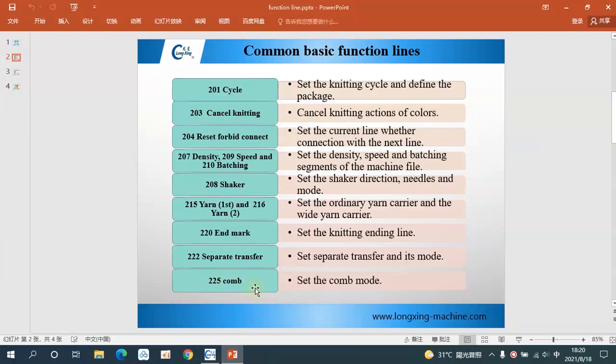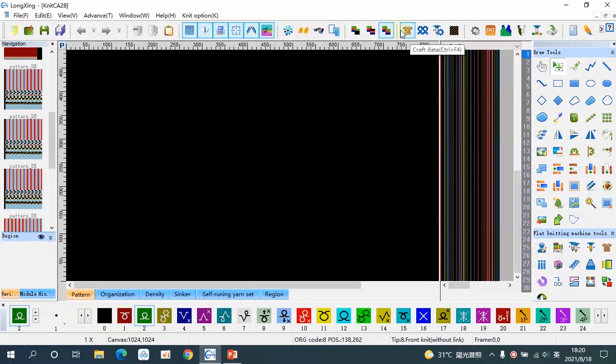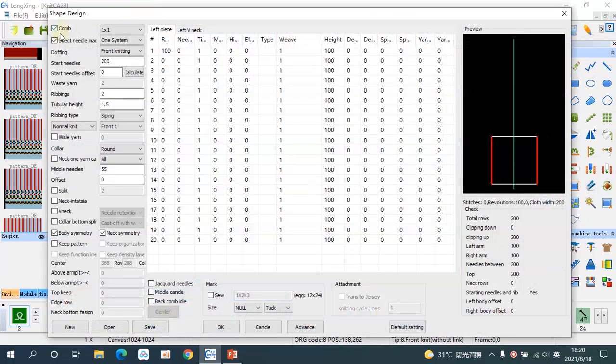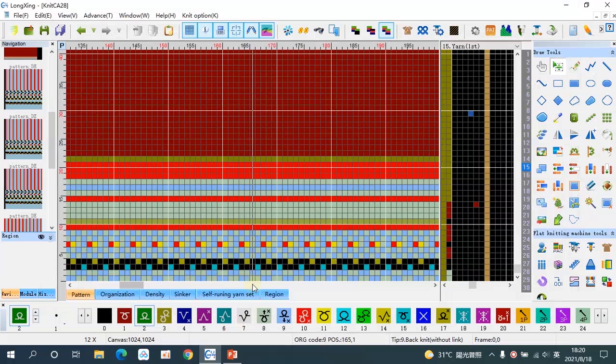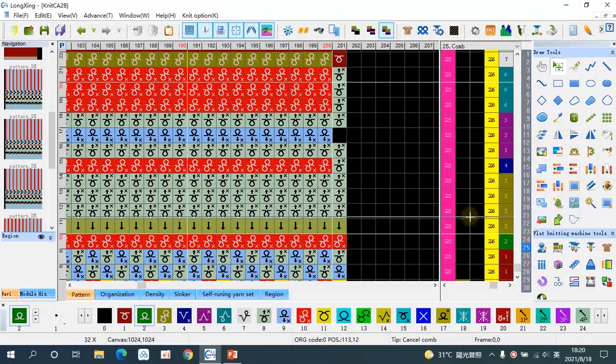225 comb. Set the comb mode. If the machine supports the comb, now in there we tick comb, and in there we can choose the comb mode, like we choose 2 by 2. Now you can see in function line 225.